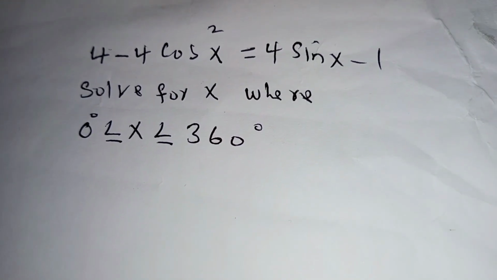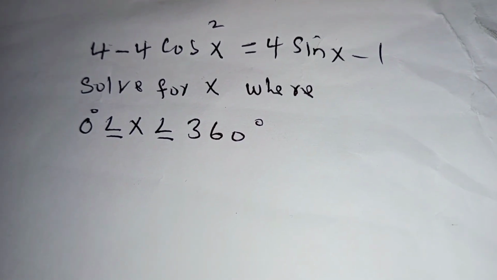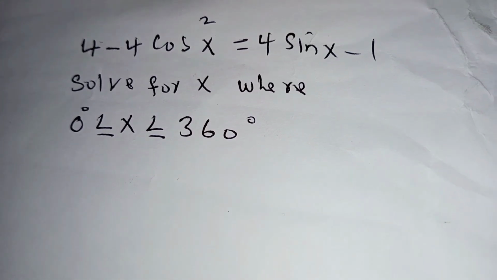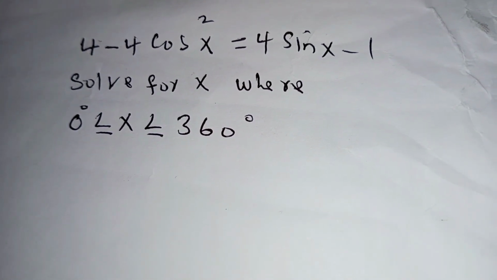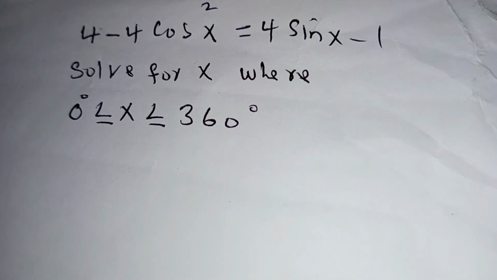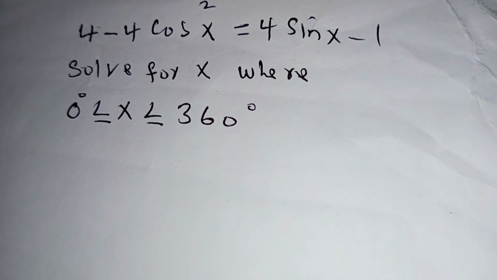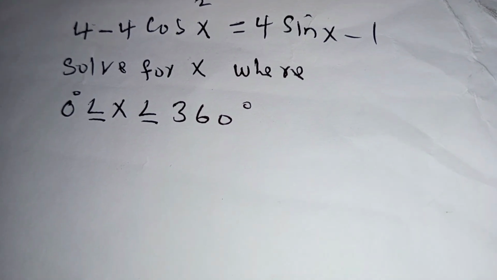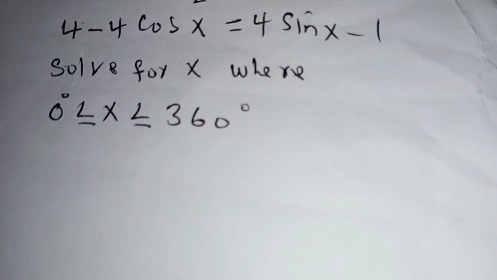Today we have a nice trigonometric equation. We have 4 minus 4 multiplied by cos square of x is equal to 4 sin x minus 1. You have to solve the value for x, where x would range between 0 degrees to 360 degrees.